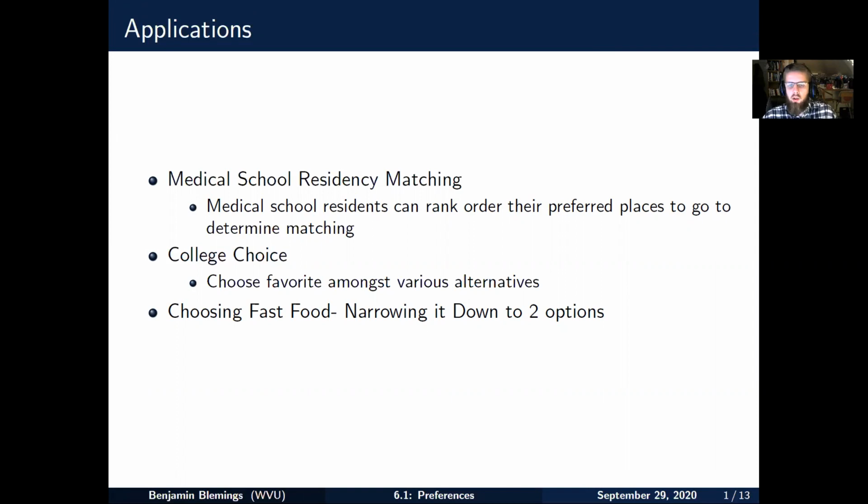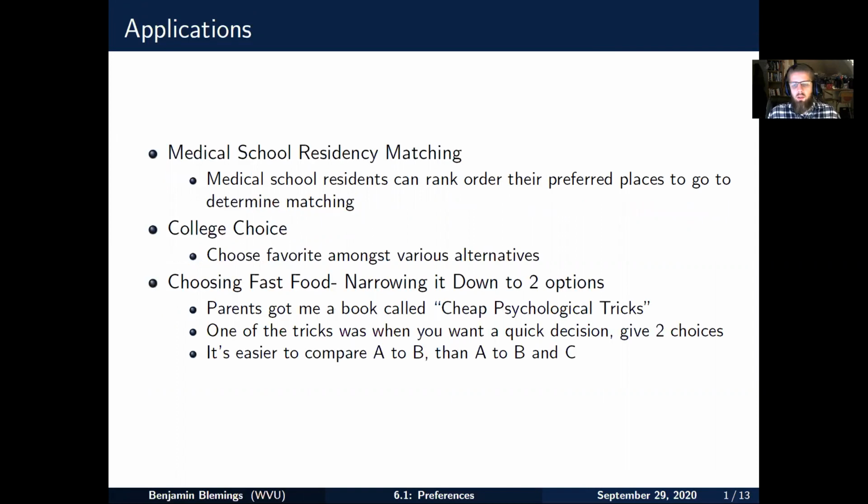So narrowing it down, just a quick story on this. My parents got me a book called Cheap Psychological Tricks for Christmas. And one of the tricks was, if you want a quick decision, give just two choices because it's easier to compare A to B than A to B and C. So A would be McDonald's, B Burger King, and C would be like Five Guys. It's easier to compare McDonald's to just Burger King because you only have to compare along one thing.